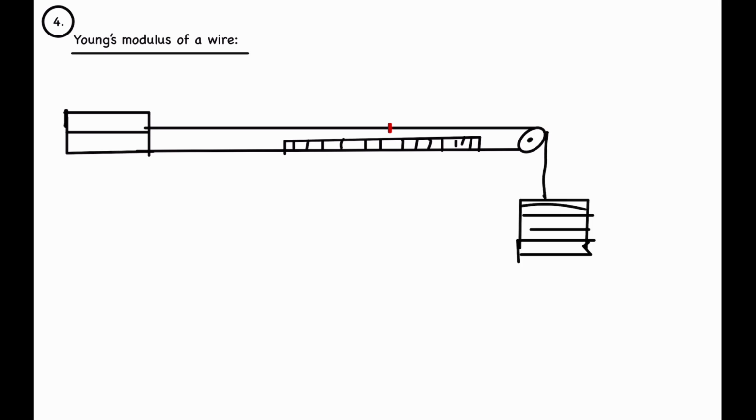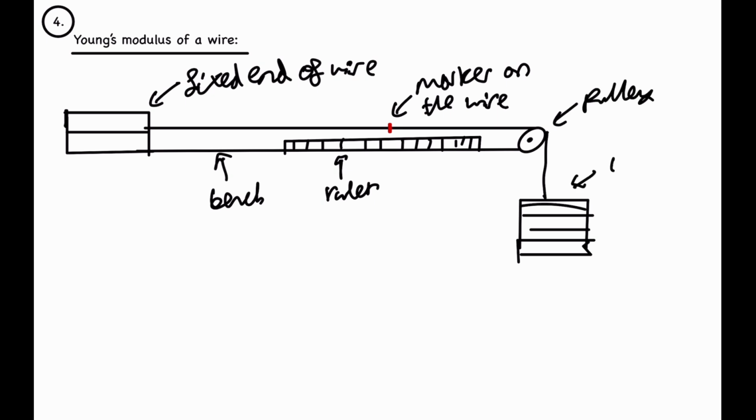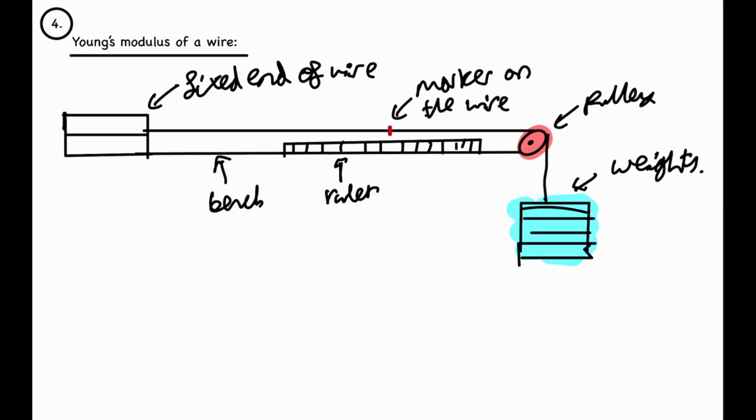And let's label it. So here we have the fixed end of the wire. This is the bench. This is a ruler. This is a marker on the wire. We've got the pulley here and the masses or weights. Now let's go through all the steps.